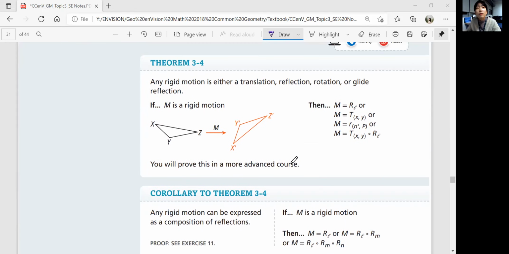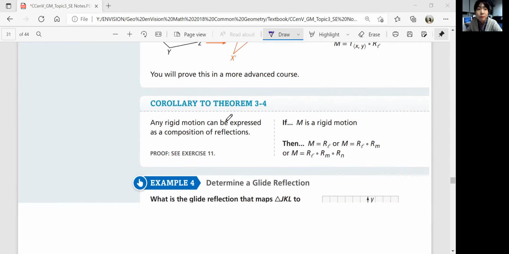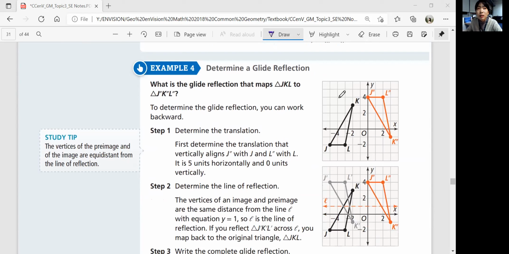Corollary to theorem 3-4. So corollary means it comes after from theorem. It's like a sub-theorem, okay? Any rigid motion can also be expressed as a composition of reflections. So it could be 2 reflections, 3 reflections, how many numbers of reflections? Any rigid motion, you could reflect, reflect, reflect, keep reflecting at different lines to finally get your image. Okay. Example 4, determine a glide reflection.